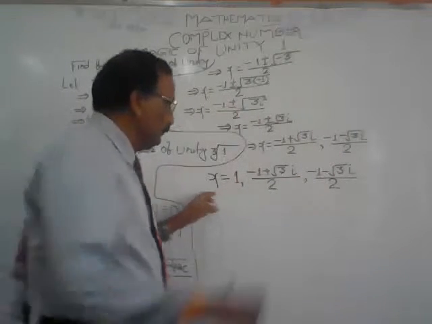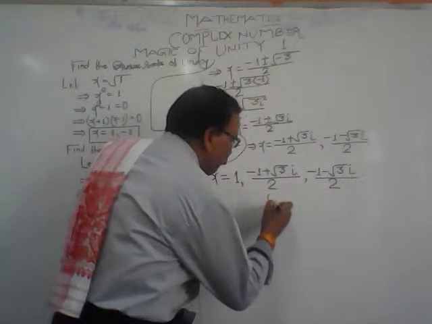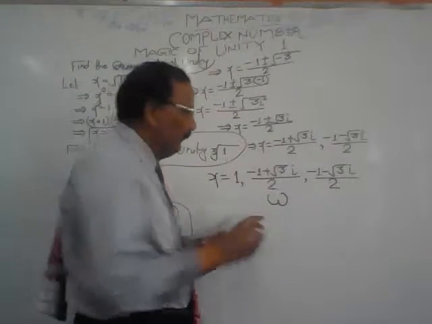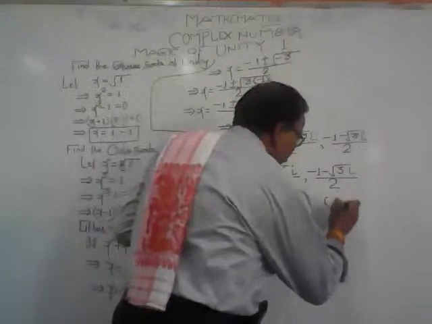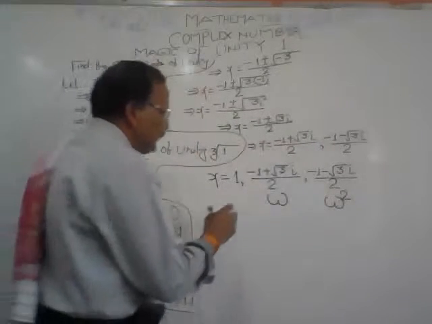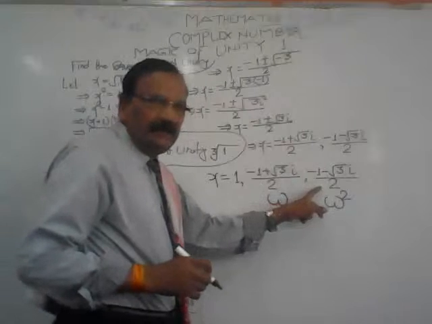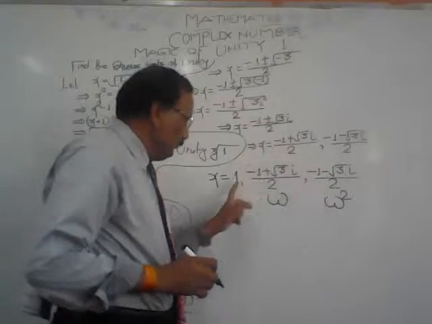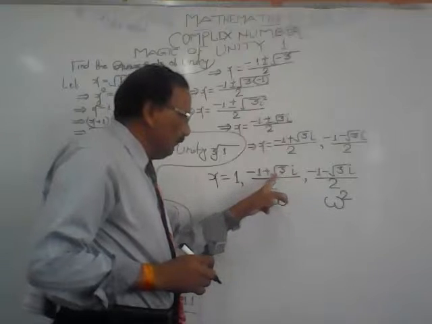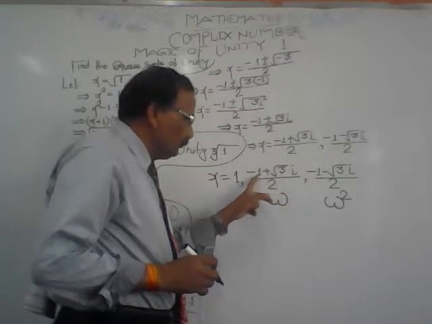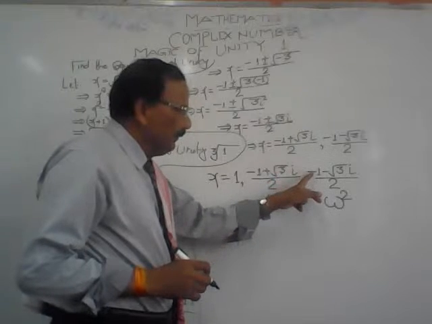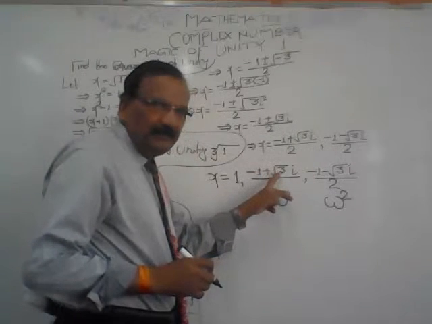This one is denoted by the symbol omega, and this is omega squared. It means two roots are imaginary roots and one root is real. This one is real, and these are the imaginary roots. They are complex roots, so we can say they have real parts and imaginary parts.